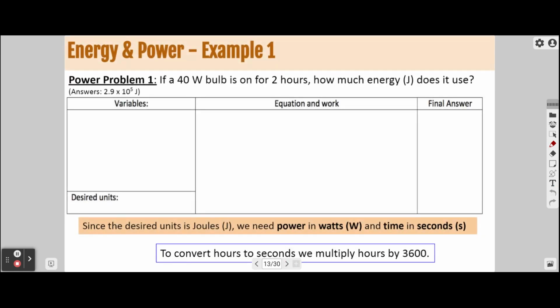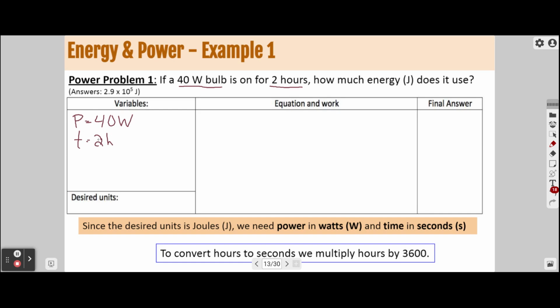Right, so let's look at an example. If a 40-watt bulb is on for 2 hours, how much energy does it use? So if we're trying to find energy, let's see what we have here. We've got a 40-watt bulb, so we know our power is equal to 40 watts. We know our time is 2 hours.